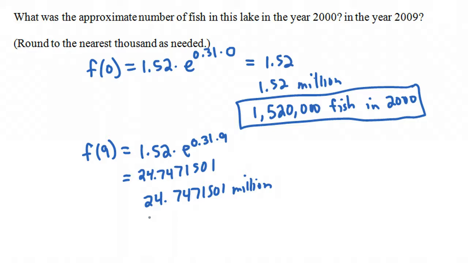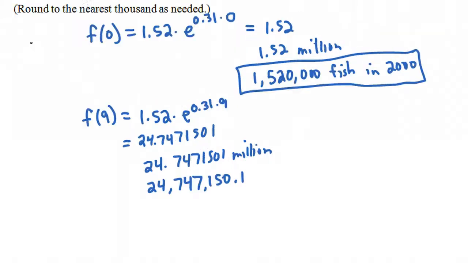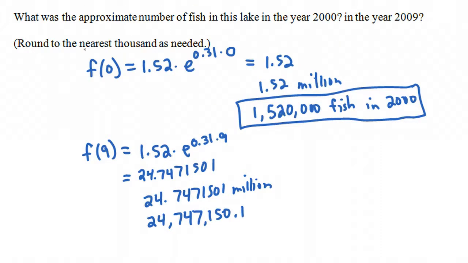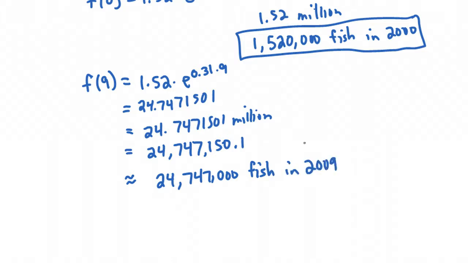Or another way to write this would be there's 24,747,150.1 fish. Now that seems kind of weird, right? That's a little bit too precise. In fact, you can't have 0.1 of a fish. Well, what did it say up here? It said round to the nearest 1,000. So we're being a little too precise. So what we can say is that this is approximately equal to 24,747,000. So this is the number of fish in the year 2009.